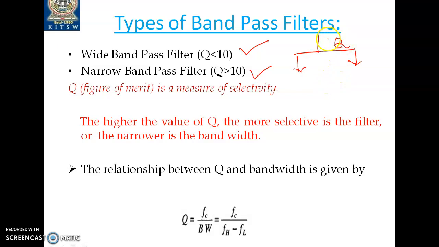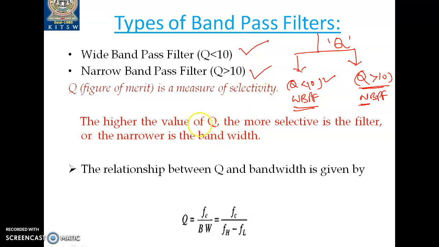On the basis of quality factor, the band pass filter could be a narrow band pass filter or a wide band pass filter. If Q is less than 10, it is a wide band pass filter, and if Q is greater than 10, then it is a narrow band pass filter. On the basis of the quality factor only, we are categorizing the two important conditions for the band pass filter.